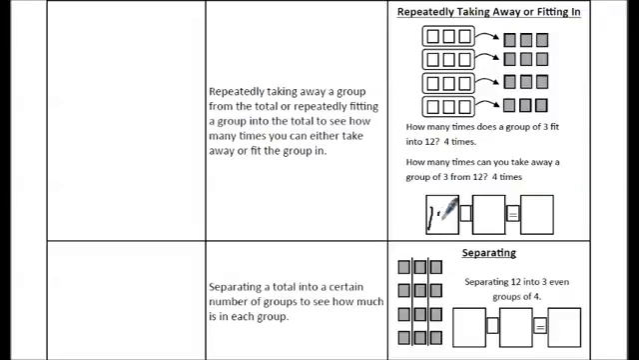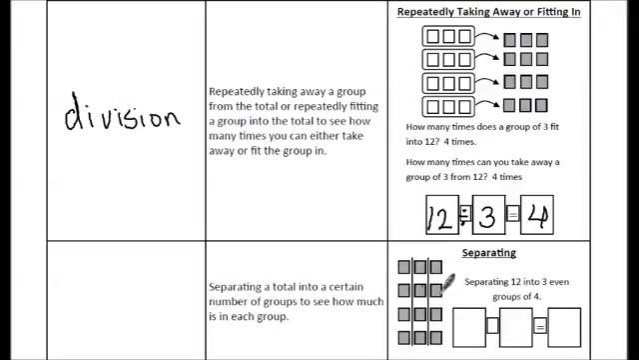So the amount that you have is always first. So I have 12, and I'm repeatedly taking away 3, and I can do that 4 times. So 12 divided by 3 would represent this situation. And repeatedly taking away or fitting in is a model for division.